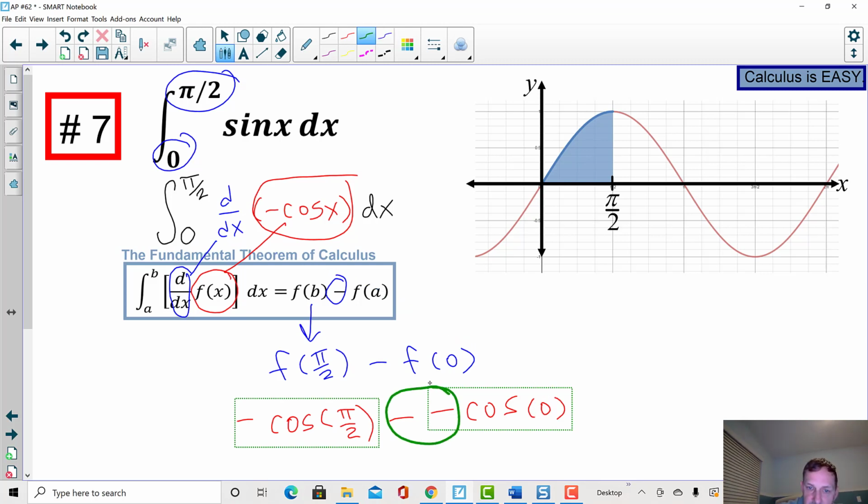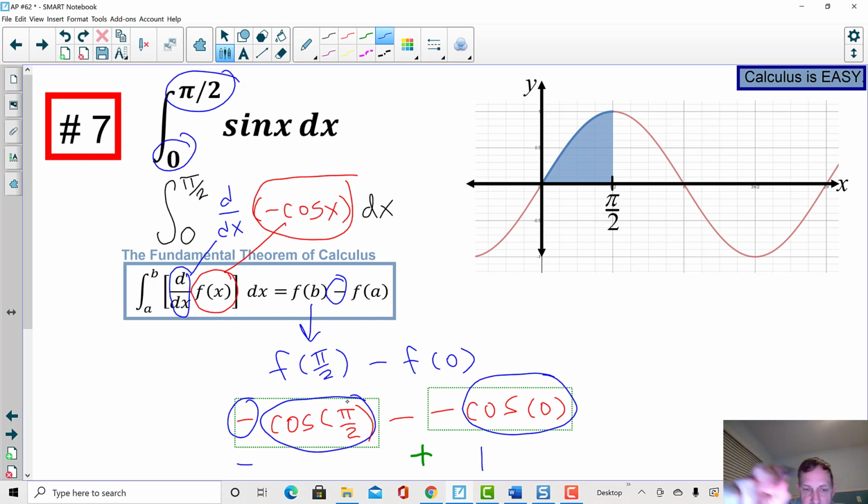Now, minus a negative is going to be plus. Cosine of 0 is 1. You can bring down the negative, and cosine of pi halves is like cosine of 90, that's 0. So your final answer is going to be 0 plus 1, which is 1.